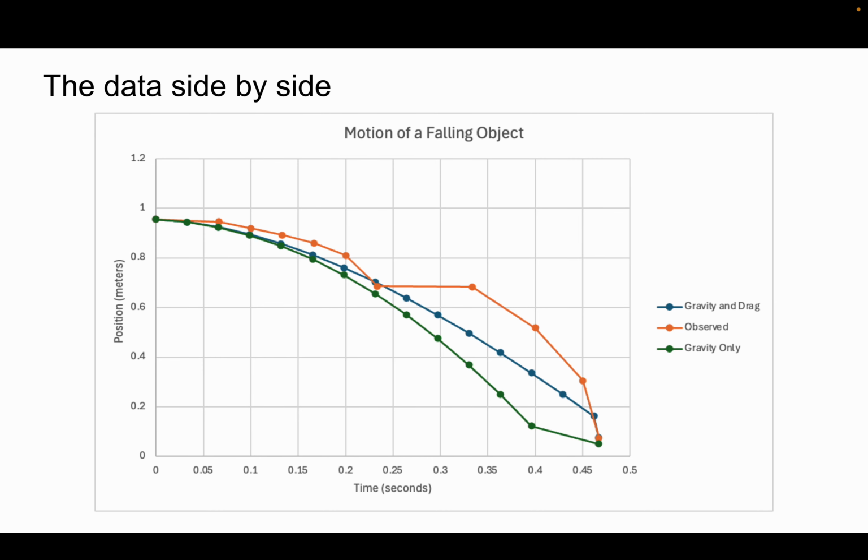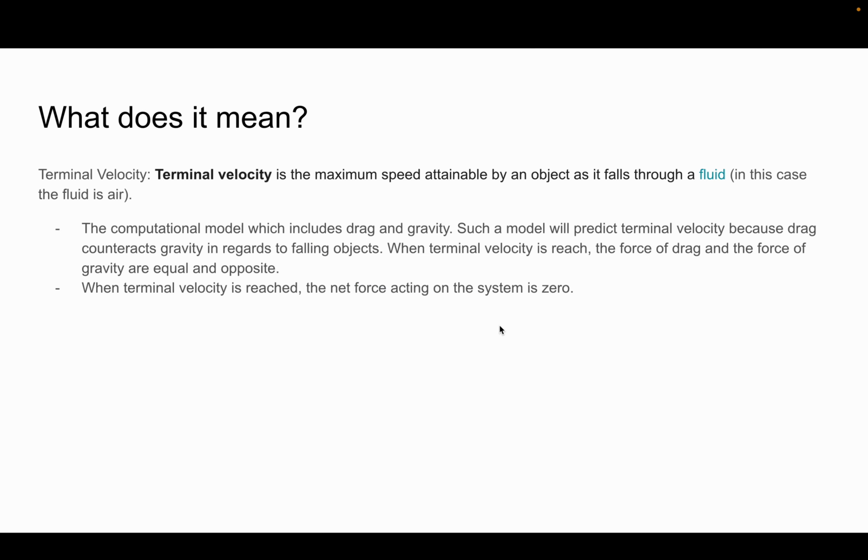So here is the data side by side in a chart made from Excel. The orange one right here is the observed model. The blue one is the gravity and drag, and the green one is gravity only. So we can see that the gravity and drag is somewhat more similar to the orange one than the green one. So what does this all mean?